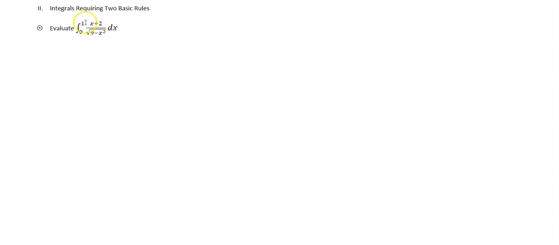I've got the integral from 0 to 1, so this is a definite integral, of x plus 2 divided by the square root of 9 minus x squared, all with respect to x. So with this one, I've got a square root of a number minus x squared.